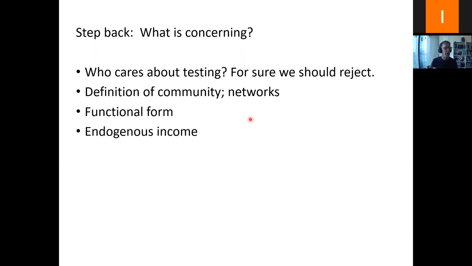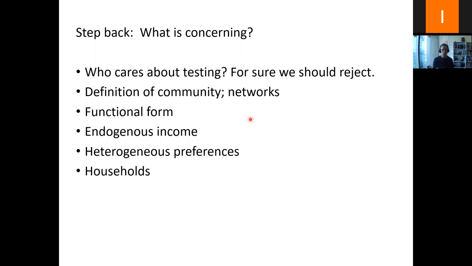The functional form we don't care about. We have to worry about endogenous income. We'll talk about that a little bit in a few minutes. We have to worry about heterogeneous preferences, like I just said. I care a lot about households. All of this literature has looked at household-to-household risk sharing and not talked about what's going on within the household, whether individuals within this household are being insured, or whether the household as a whole is being insured, and so on and so on. I'm going to get to some more details in a second.